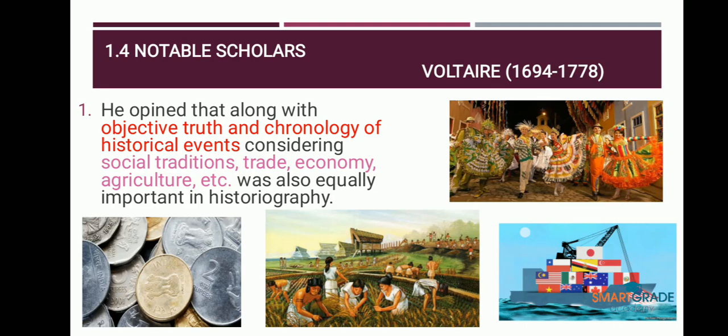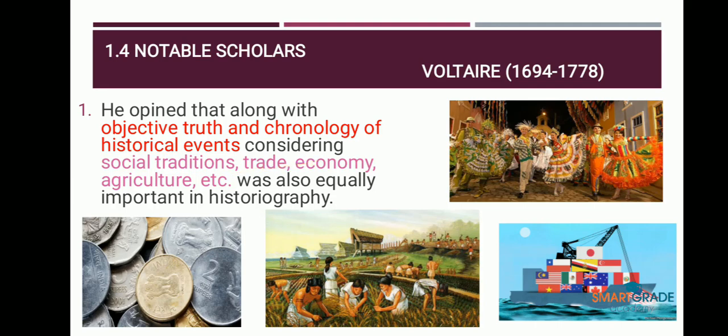He said that along with the objective truth and chronology of historical events, या कोई भी चीज़ जो सच है और उसको क्रोनोलॉजिकली में अरेंज किया है, उसके साथ आप ये भी चीज़ देखिए कि सोशल ट्रेडिशंस कैसे है, वहाँ के लोग जो है वो कैसी पोशाक पहनते थे, how they used to live, what food they used to eat and what trade they used to do. So you have to also write about that in your history.